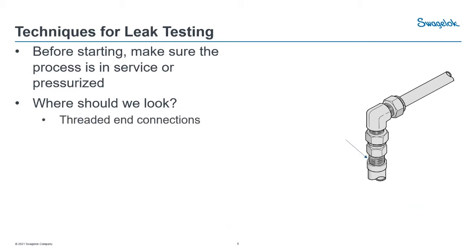Well, first and foremost, we want to think about things like threaded connections. So over here, we've got an example of a threaded connection with a tube adapter going into a tube fitting elbow. So we want to take a look at those threads and investigate those for any possible issues.